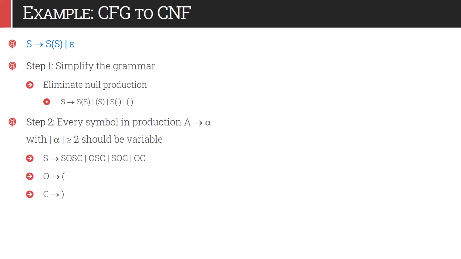Next, we have to make sure that all productions are in CNF form. So the right hand side of a production should have exactly two non-terminals or one terminal. The first production of S is violating the rule. So we will assume variable V1 for OSC in the first production of S. So we will have S derives S V1, and that V1 will derive OSC, but as there are three symbols, we will have to take another variable for that. So let us consider it as V2, and V2 will derive SC.